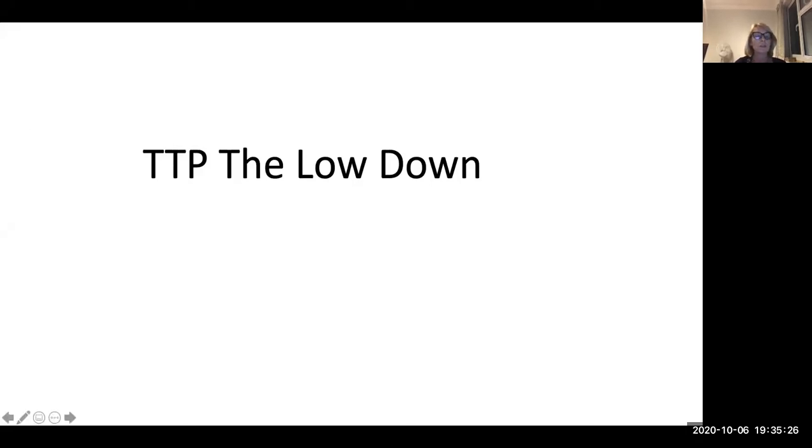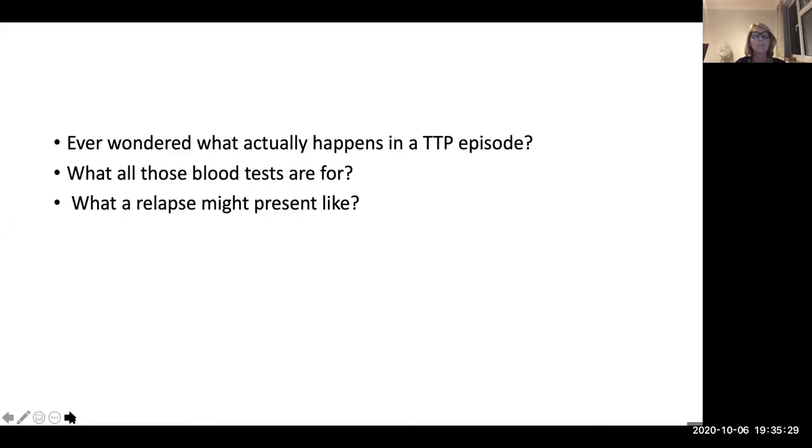Right, let me see if I can move this on. So that was the title. This is what you have requested: what happens during TTP. I'm not going to go through the whole explanation of TTP again. What are the blood tests for, and how does a relapse possibly present?